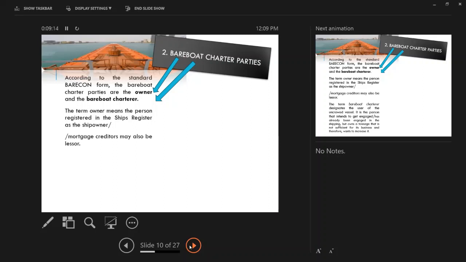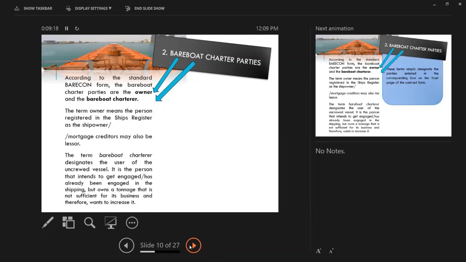On the other side, who is the bareboat charterer? First of all, this term means the user of an uncrewed vessel. So it is the person that intends to get engaged, or maybe the person who has already been engaged in shipping but owns tonnage that is not sufficient for its business and therefore wants to increase it.